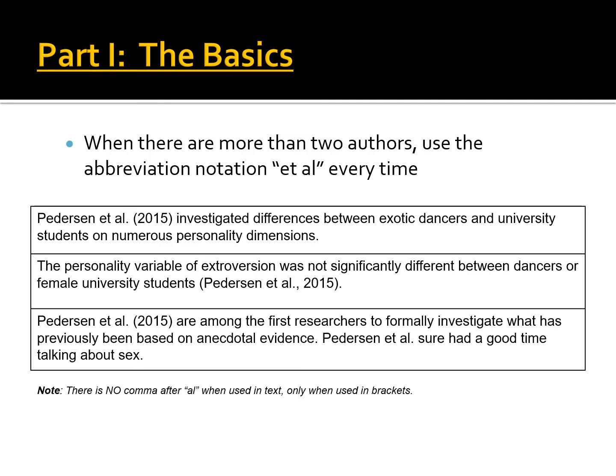When there are more than two authors, you use the abbreviation notation et al. every time. That's Latin for "and others." So we have a few examples here. Pedersen et al. 2015 investigated differences between exotic dancers and university students on numerous personality dimensions. So that's the same method as in the previous two slides, where you discuss the authors first and then their finding. The personality variable of extroversion was not significantly different between dancers or female university students. This is the second approach, where you discuss the findings first, then you cite the authors.